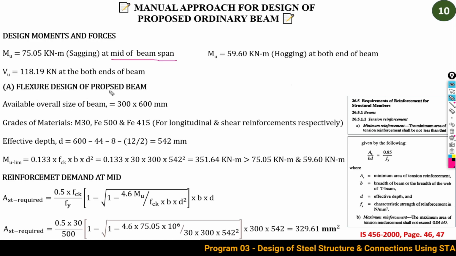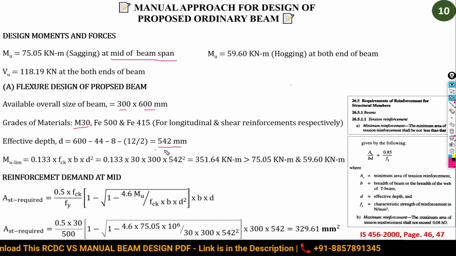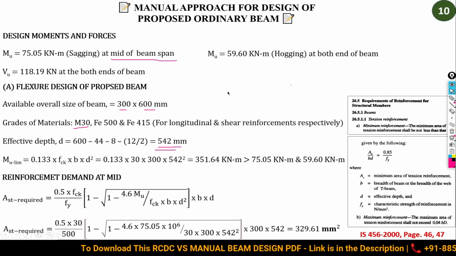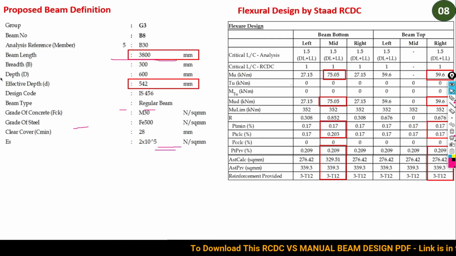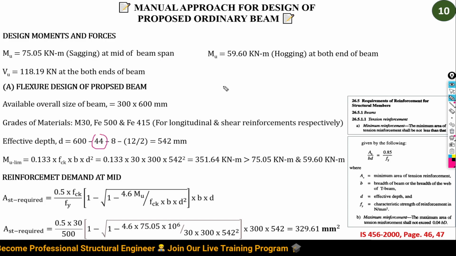Now the flexural design of the proposed beam. The size of the beam we have taken as 300 by 600 overall. Grade of materials is M30, Fe500, and Fe415 for the shear reinforcement. For the effective depth, we have to match it with our STAAD RCDC consideration. Here the STAAD RCDC has the effective depth as 542. So intentionally I am going to put the values such that the effective depth comes out to be 542. For that reason I have considered the clear cover as 44.